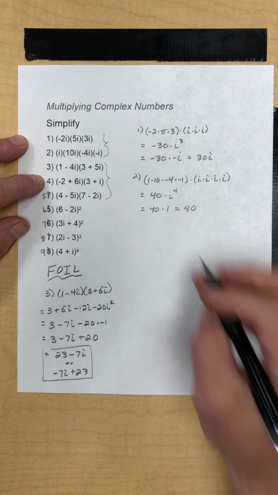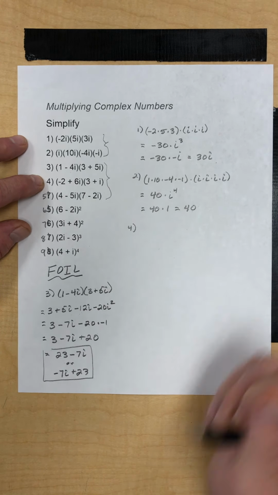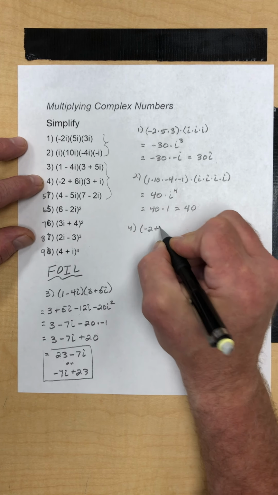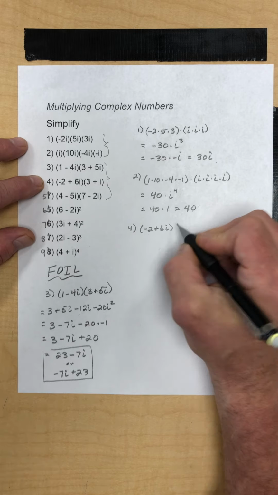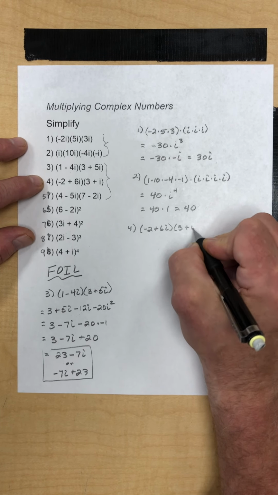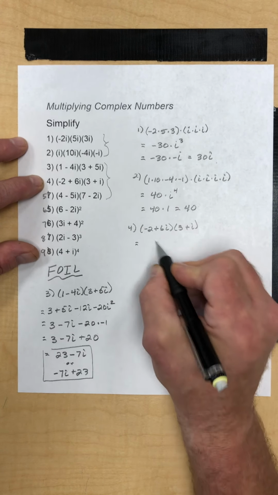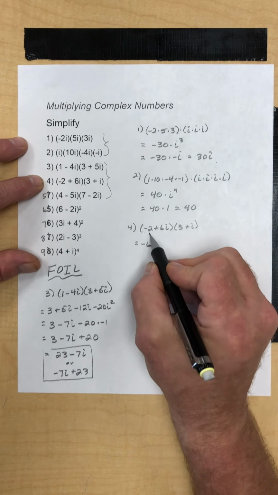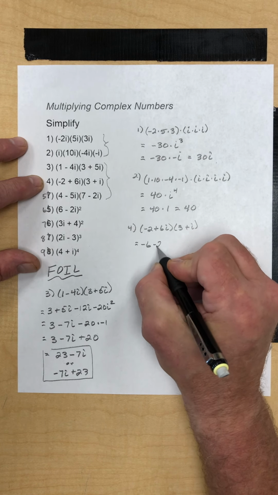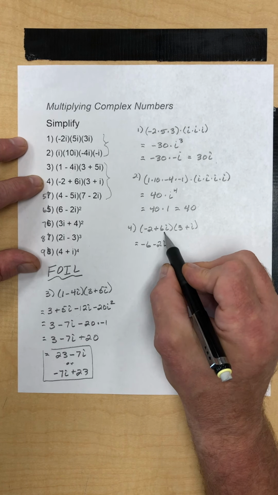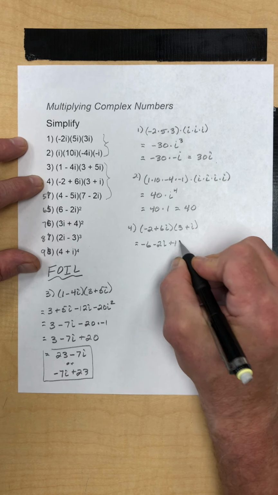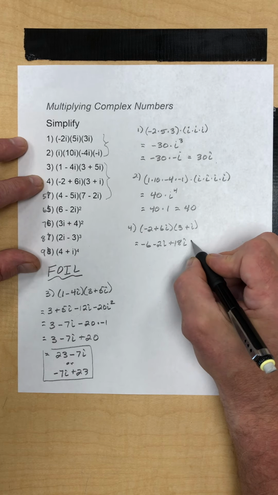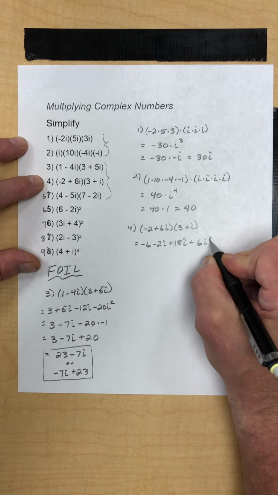Okay, so that takes care of, let's do 4. Okay, again, FOIL method. Okay, so I get a negative 2 plus 6i and a 3 plus I. Okay, so first times first, negative 2 times 3 is negative 6. Outside, negative 2 times I is negative 2i. Inside, 6i times 3 is 18i. And let's go last times last. 6i times I, that is 6i squared.